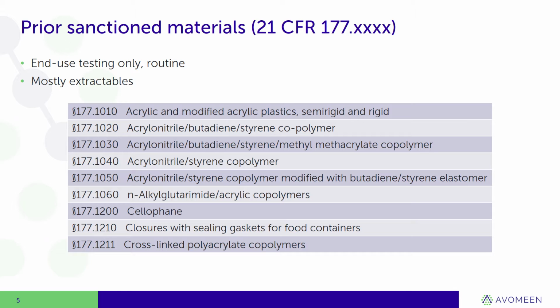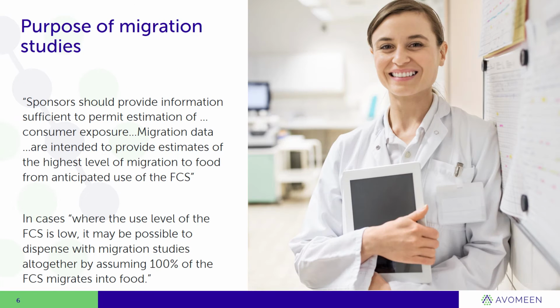Now, there are a lot of things that are prior sanctioned, and food contact compliance is achieved by just doing end-use testing on your end product under 21 CFR 177, various monographs. Mostly these things are just to show that the extractables profile is more or less similar quantitatively to prior existing materials, so that every manufacturer doesn't have to go through an extensive testing regimen in order to get their product approved. Migration studies are reserved for things for which there's no prior sanction, new materials that may contact food.